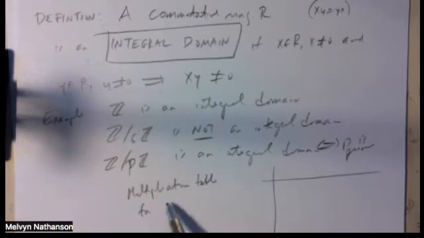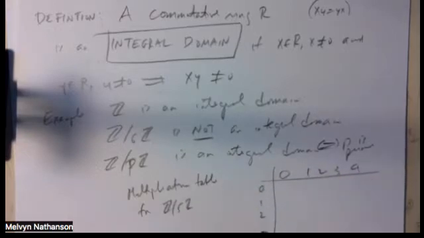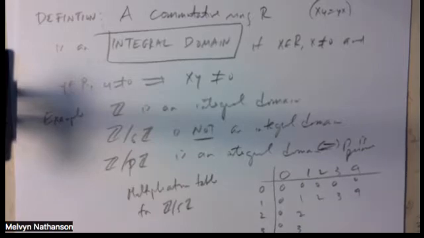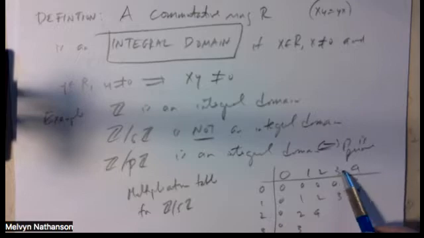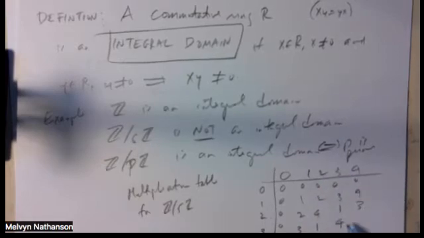If you have the multiplication table for Z mod 5Z, let me just use 0, 1, 2, 3, and 4 to represent congruence classes. 0 times anything is 0. 1 times anything doesn't change anything. 2 times 2 is 4. 2 times 3 is 6, which is 1. 2 times 4 is 8, which is 3. 3 times 2 is 6, which is 1. 3 times 3 is 9, which is 4. 3 times 4 is 12, which is 2 mod 5. 4 times 2 is 8, which is 3 mod 5. 4 times 3 is 12, which is 2 mod 5. 4 times 4 is 16, which is 1 mod 5.